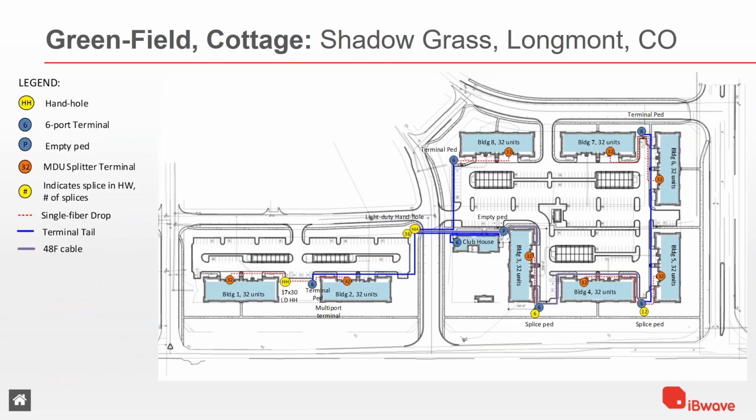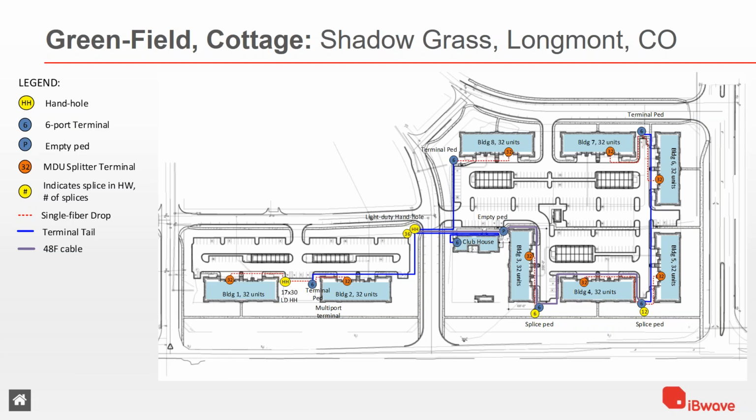All right, and then we're going to look at a greenfield cottage deployment, this one in the Denver area. This is a unique scenario where the buildings are sized perfectly at 32 units each, so that fits well into our GPON 1:32 splitter ratio. For this project, we were able to consider what we call a segmented split layout, where you push your 1:32 splitter as far as you can.